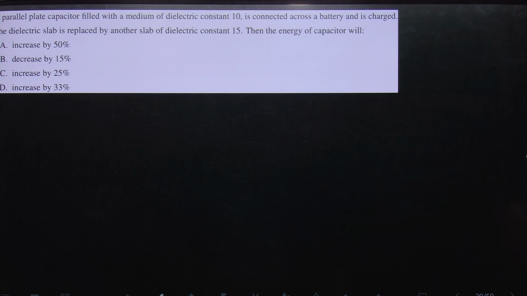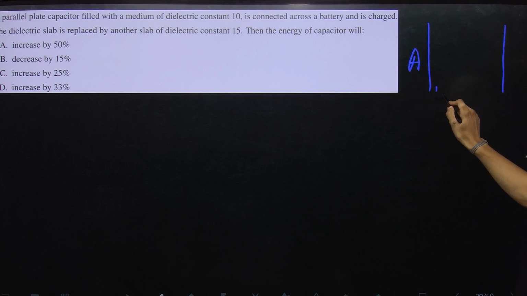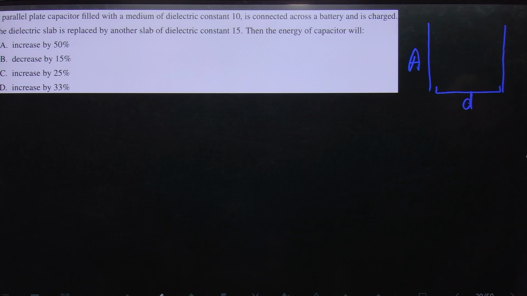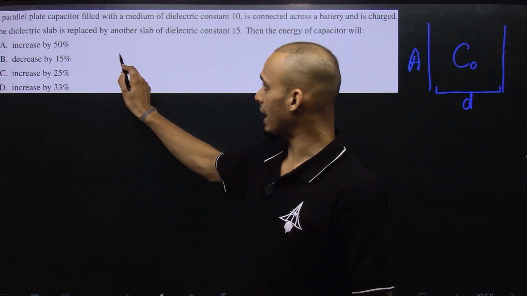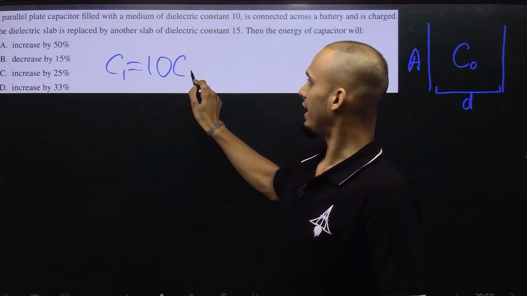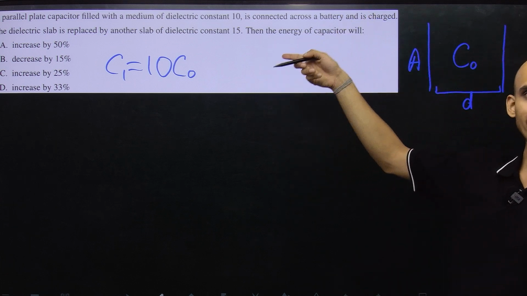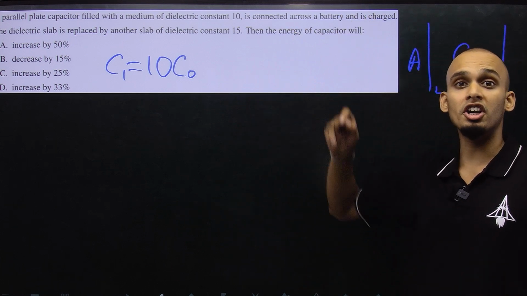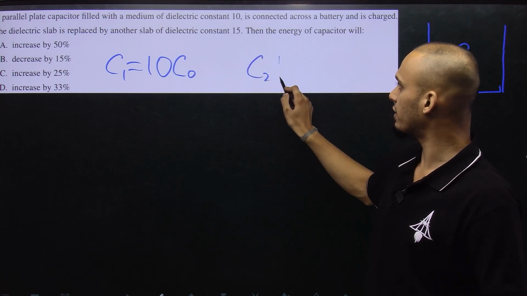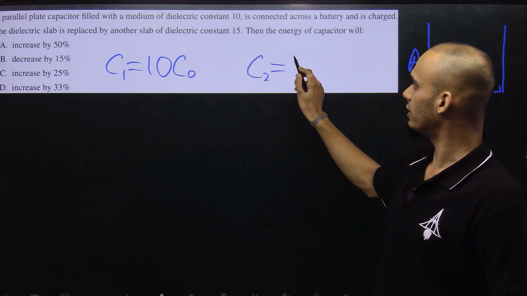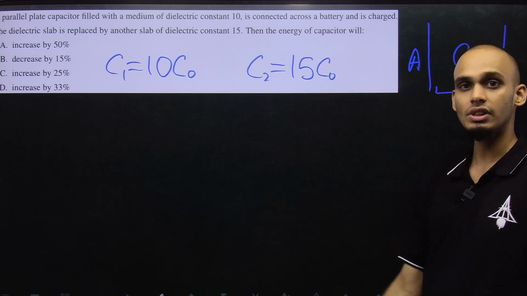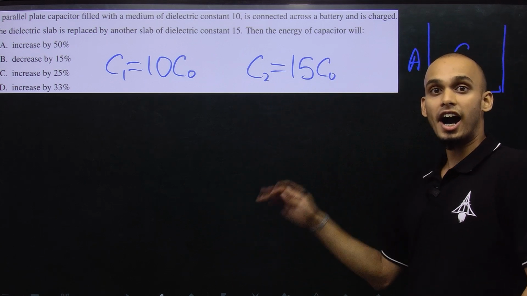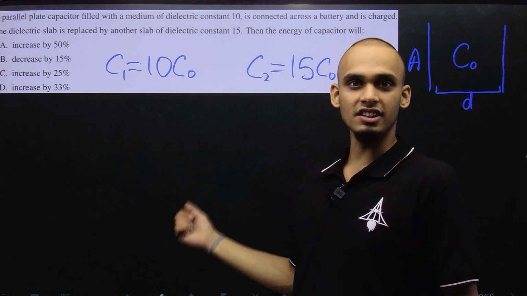Here we have a parallel plate capacitor initially filled with dielectric constant 10. So let's say there is a capacitor with some area of plates A, some distance between plates D, and without dielectric it has a capacitance of C naught. Initially it will have a capacitance of 10 C naught, and after connecting to a battery it will gain some charge. If we don't remove the battery and insert a dielectric of 15, then the new capacitance will be 15 C naught. If we don't remove the battery, the charge on the capacitor will increase with increase in capacitance.